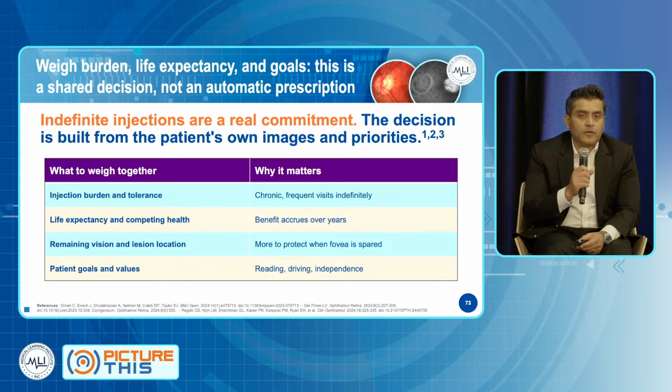It's a disease not like wet AMD, where if they don't treat in a few weeks they will lose vision. It grows faster than we think, but if they want to take a month or two, then obviously we give them that time, because you have injection burden and tolerance. It leads to chronic fatigue. We have life expectancy and competing health issues. If somebody's 95 years old and has central involving GA, probably not the right patient to treat. And then because the benefit accrues over time.